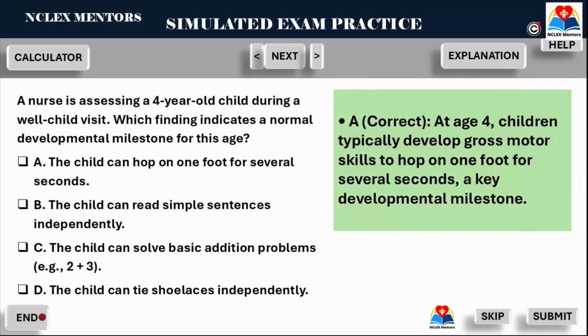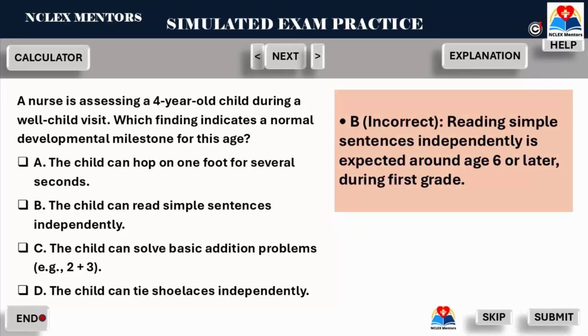Okay, let's go over it together. Correct answer A. The child can hop on one foot for several seconds. Why this is correct: at around age 4, a big milestone is the development of gross motor skills, and one of the hallmark signs? You guessed it, hopping on one foot. It's a sign their balance, coordination, and muscle strength are right on track. It may seem small, but this simple action tells us a lot about their neuromuscular development.